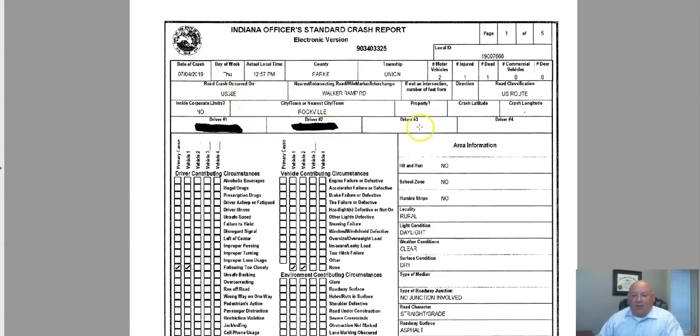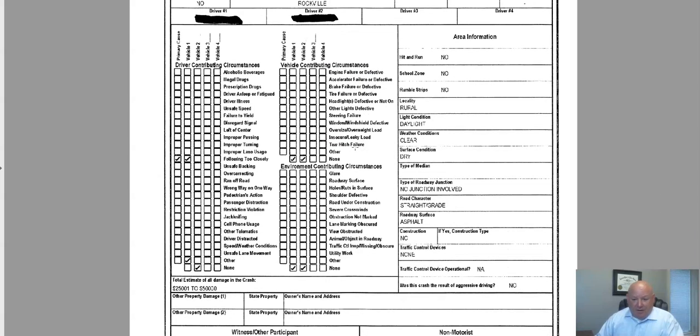It'll identify the drivers involved. Here we had two motorists, driver one and driver two. This is a motorcycle accident that resulted in a fatality, so this accident report is done in a very particular way. Just beneath that, we have a grid system where the officer is going to use his judgment in determining what he believes to be the cause of the accident.